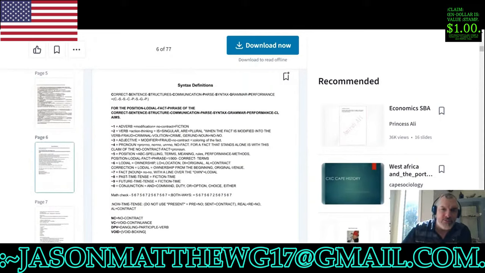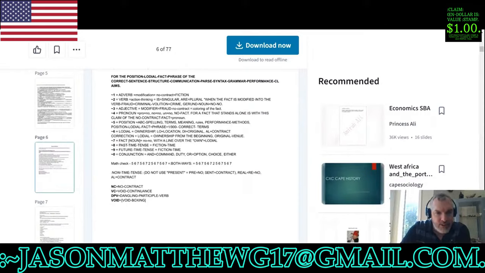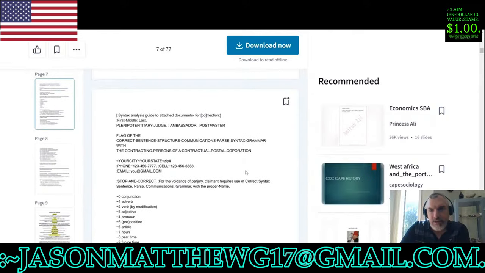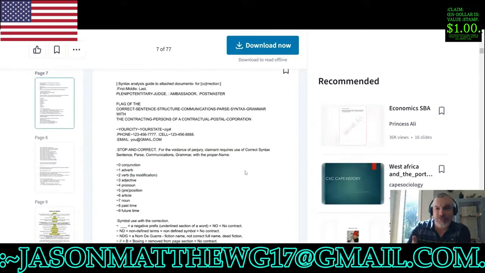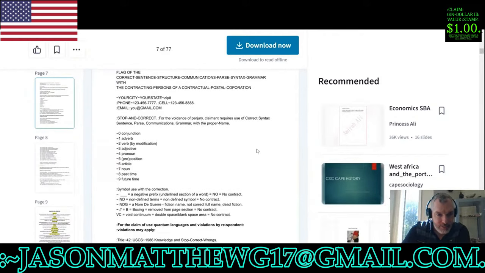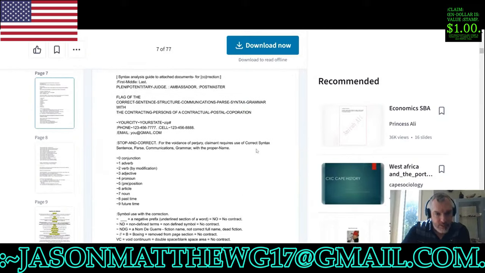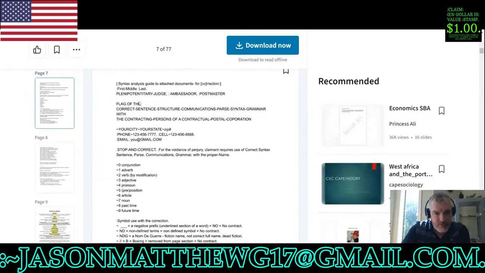Syntax definition. So we have some syntax, no finite contracts here. Again, this is all quantum gobbledygook. Oh, adverb, verb, adjective, pronoun, fiction, babble. My heart goes out to the folks that downloaded this file and actually tried to use it, because I bet they got into a steaming pile of doo-doo. Oh, man. "Flag of the correct set and structure communications."